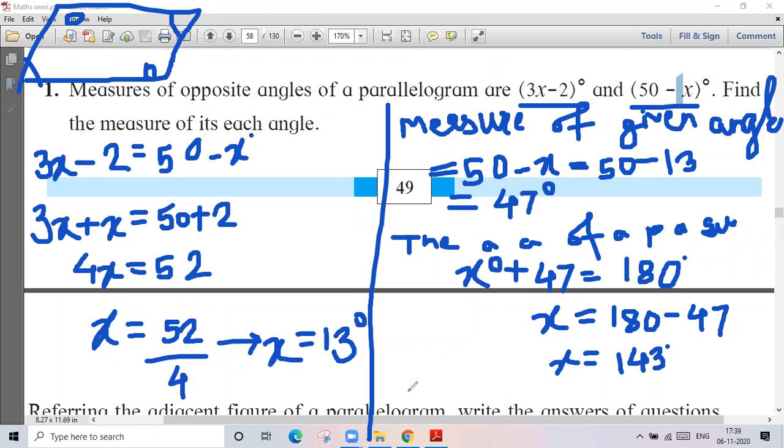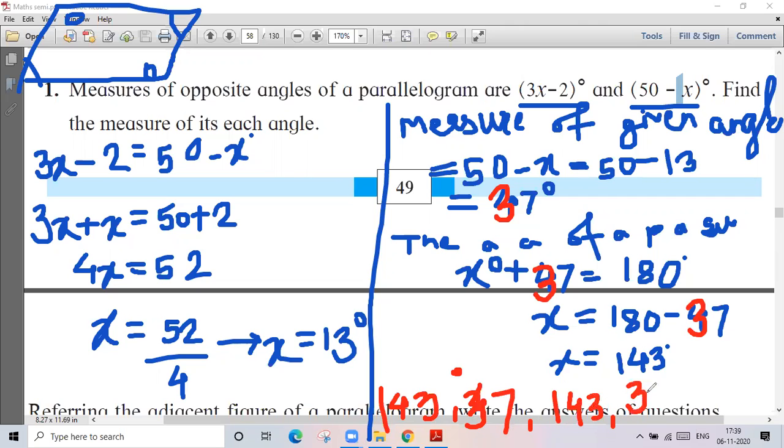So the measure of the angles. 143, then 47... wait, did I make a mistake? Sorry, here it is 37. I am really sorry, here it will be 37, here also 37, and here it will be 37. Now it is okay. So 143, then we will get 37, again 143 and 37. Very good.